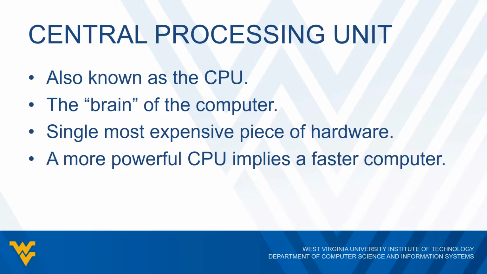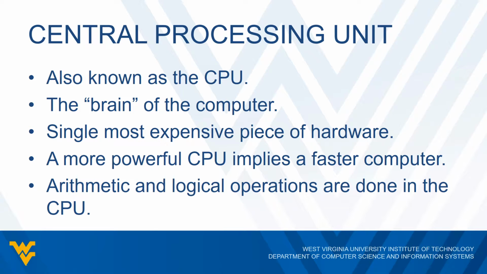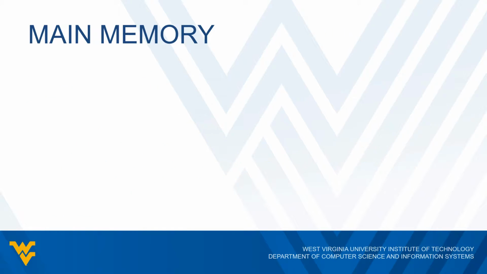But if we get more powerful CPUs, that means we have a more powerful system. And this is, like I said, where our arithmetic and logical operations are done. All the computations are done with the CPU. Any type of program that runs has to go through the CPU in order to take instructions and do stuff with it before moving on to the next step. The CPU handles every single instruction for a program.